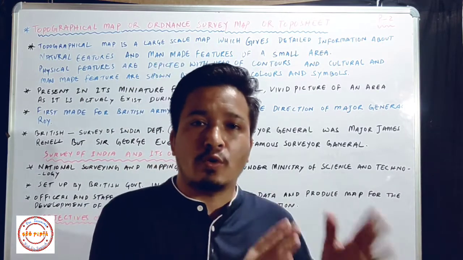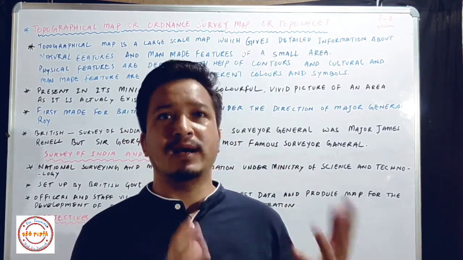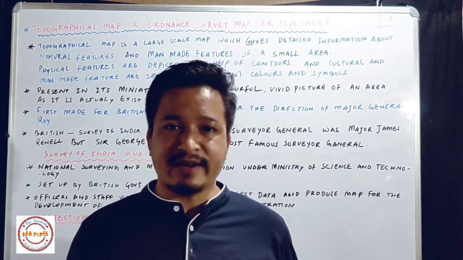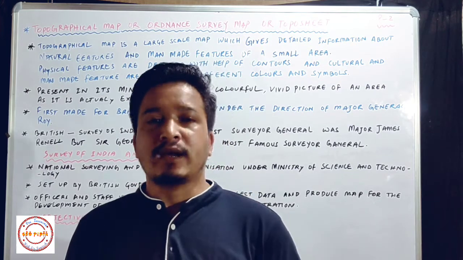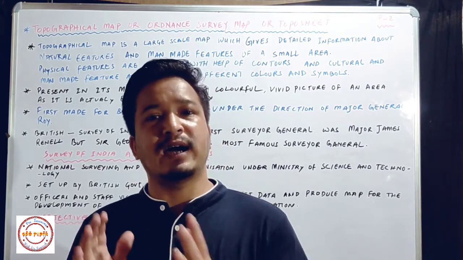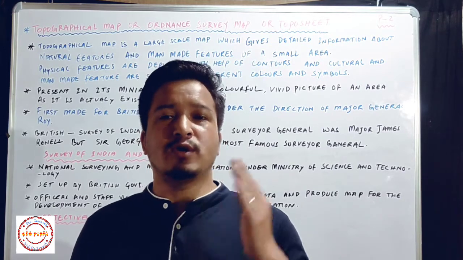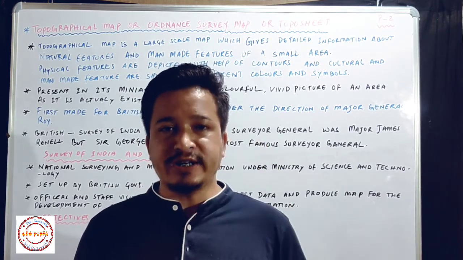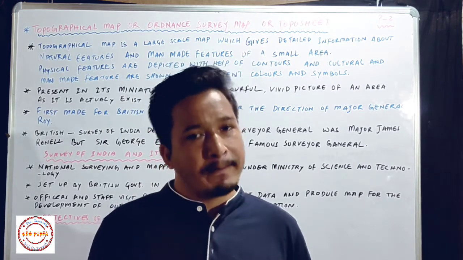Then it also shows man-made features, like buildings, roads, railway tracks, railway stations, then bridges. All these things are shown on a topographical map. And as I told you, it is also known as topo sheet and ordnance survey map.